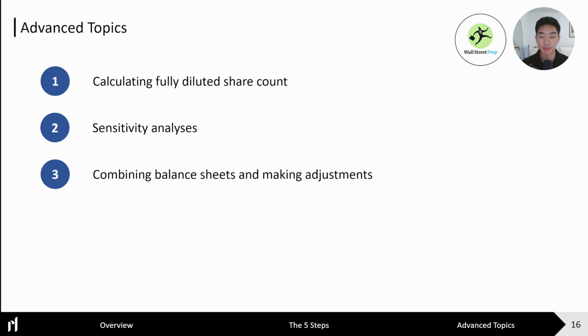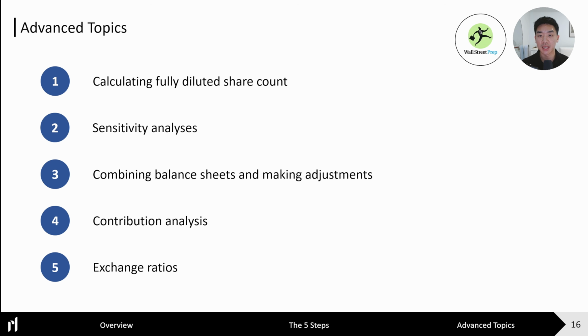Combining the balance sheets and making adjustments. This is probably the most complex part of an accretion dilution model. Contribution analysis, essentially to see how much each company is contributing based on different key financial metrics. And then exchange ratios, which has more to do with analyzing the amount of stock being used by the acquiring company.